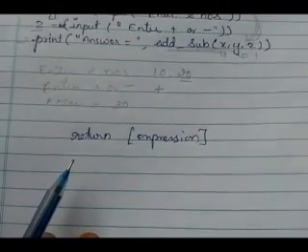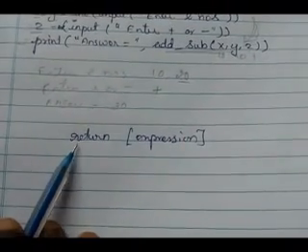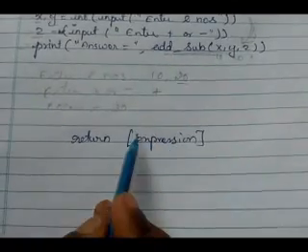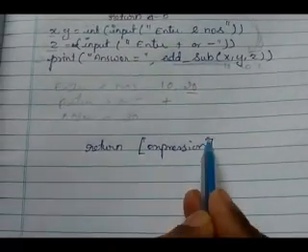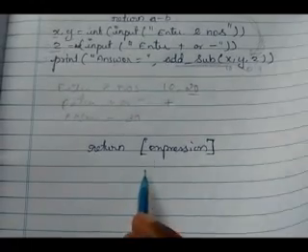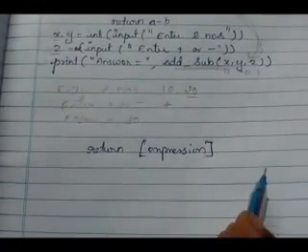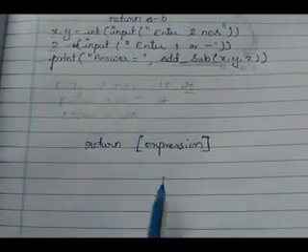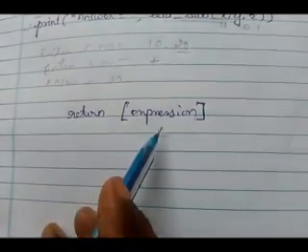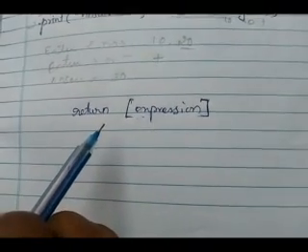Now we will see the syntax of return statement. return [expression]. Here expression is in the bracket. It is optional. If we need, we can use it, otherwise we can leave it. That is the meaning of this square bracket. If we are not giving any expression, it does not return anything to the caller function.